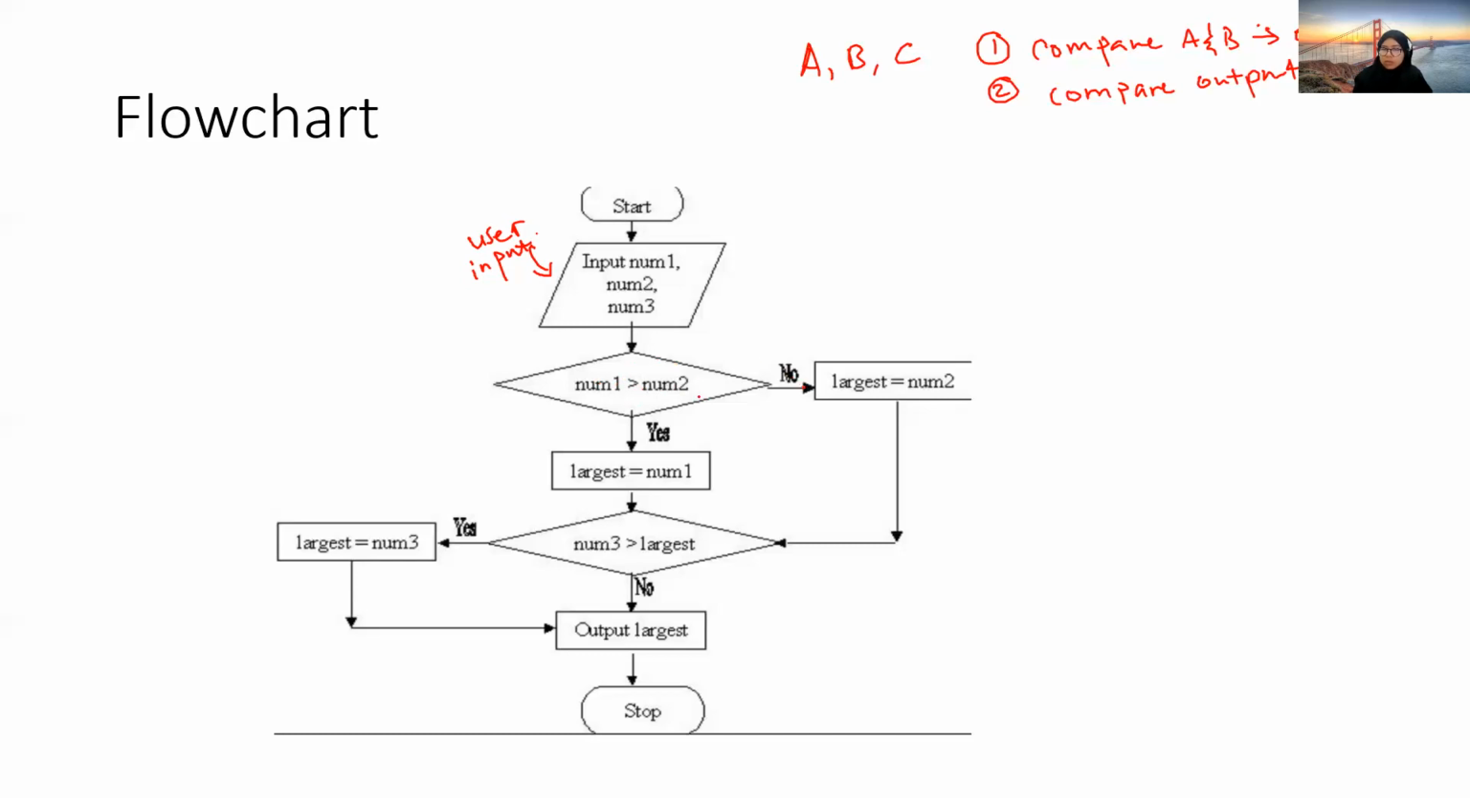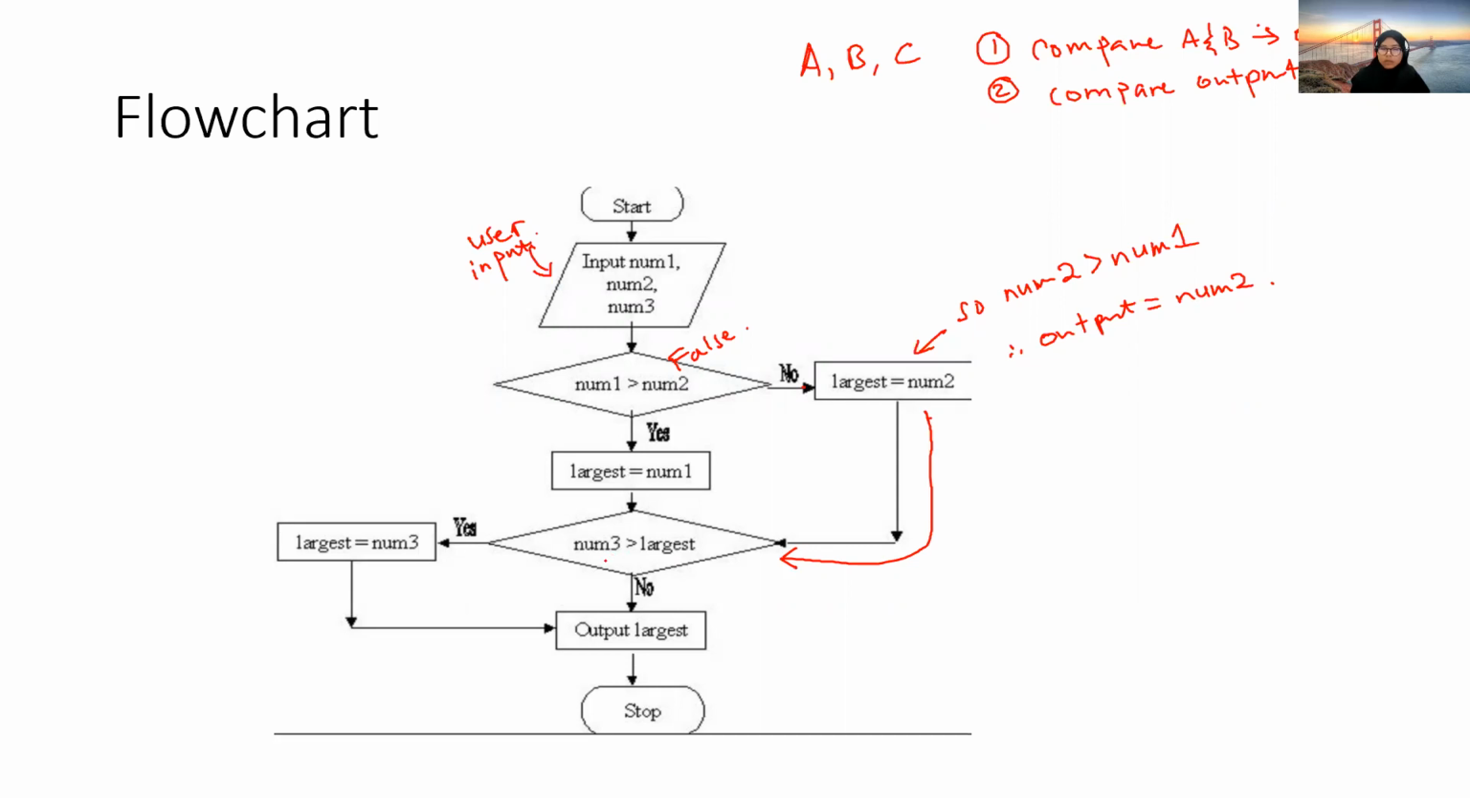If it's no, then this means that num2 is bigger than num1, because this is false. Let's look at the false statement first. So number two is bigger than number one. Therefore, my output is number two. And the value of this output is going to be brought into the second comparison, the second relation operator.